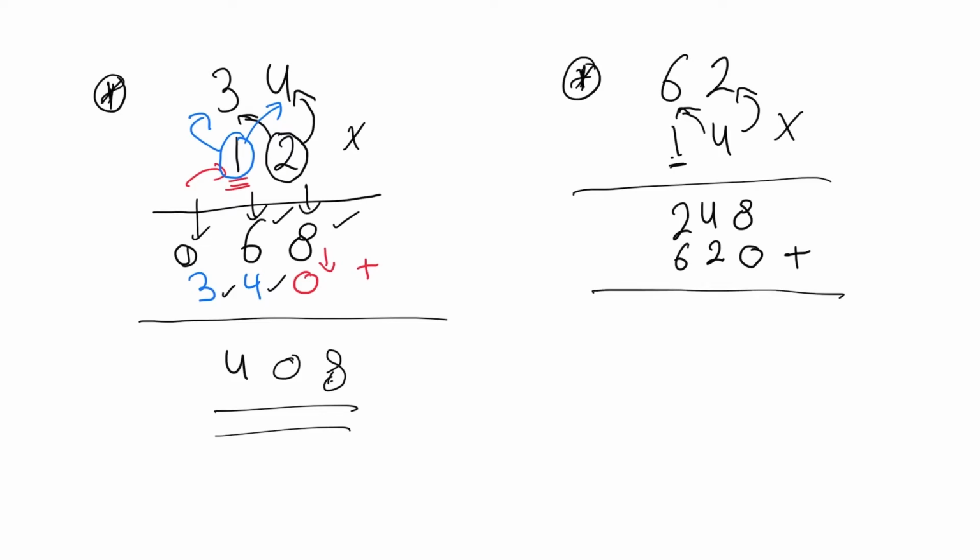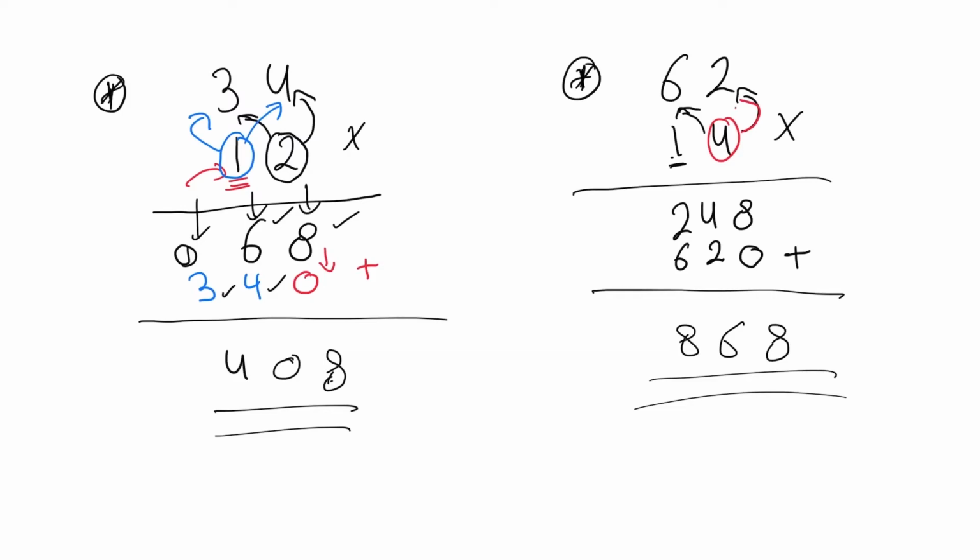Then we're going to add them together. We're going to have 8 plus 0 is 8. 4 plus 2 is 6. And 2 plus 6 is 8. So the answer is 868.